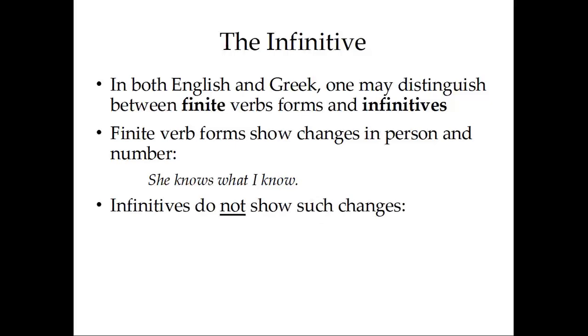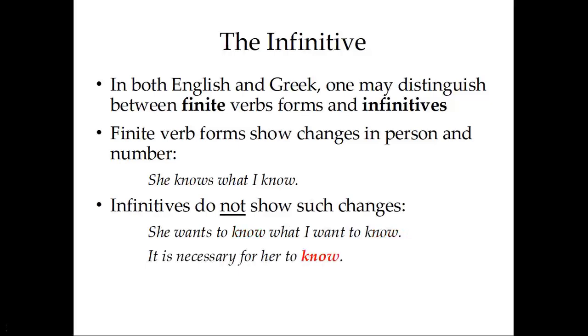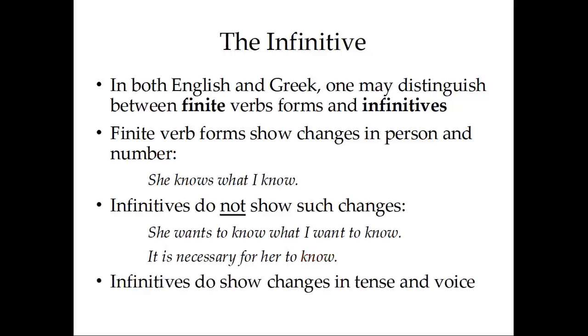Infinitives, on the other hand, do not show such changes. She wants to know what I want to know. Whether she is the one wanting to do the knowing, or I am the one wanting to do the knowing, it's just know. This is also called the to infinitive, where you have the preposition to in front of the infinitive. Another example, it is necessary for her to know. So regardless of who is wanting to do the knowing or for whom it is necessary that something is known, we have the infinitive in the same form in English.